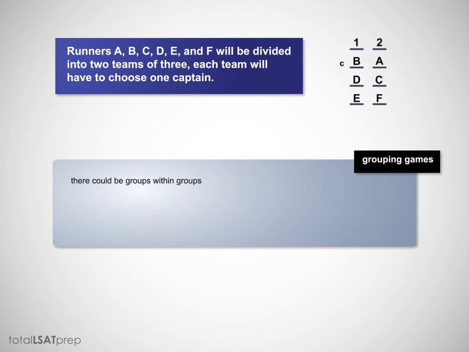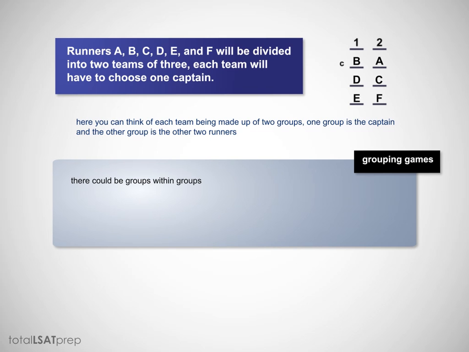And here you can think of each team as being made up of 2 groups. One group is the captain, and the other group is the other 2 runners. So, for example, in this arrangement, Team 1 has 2 groups, B for the captain, and D and E for the people who aren't the captain.